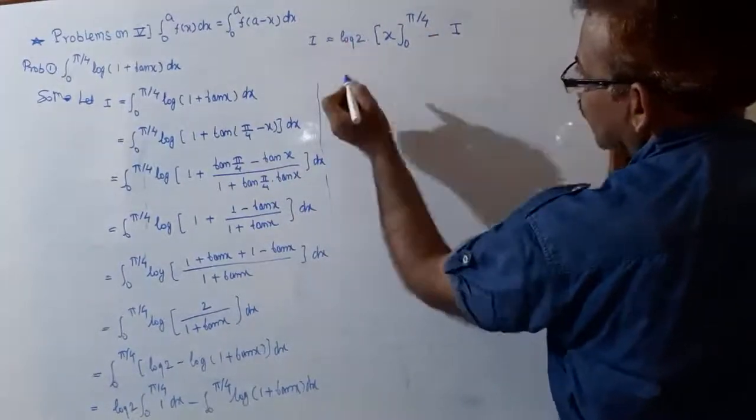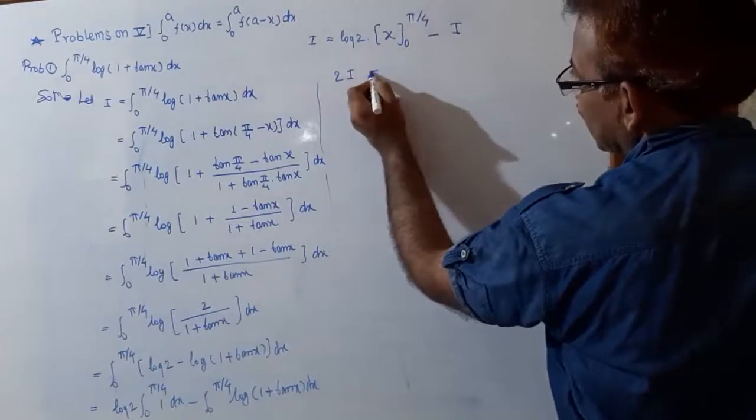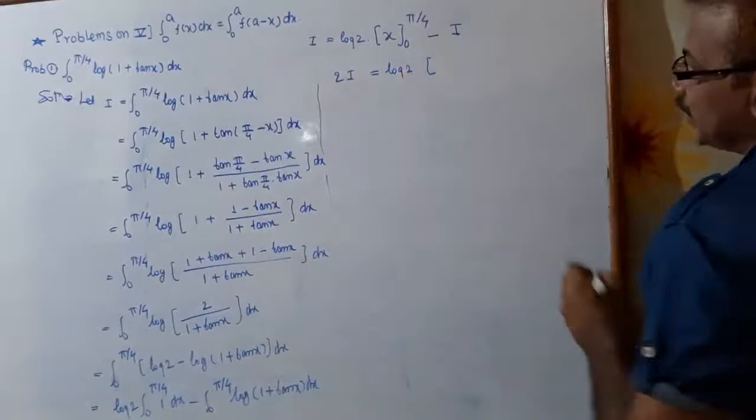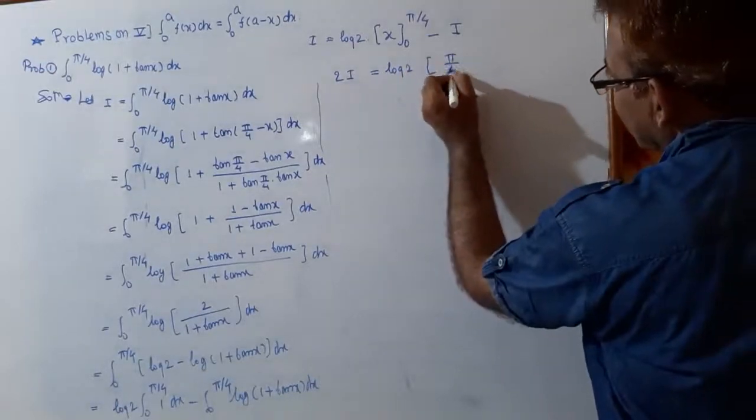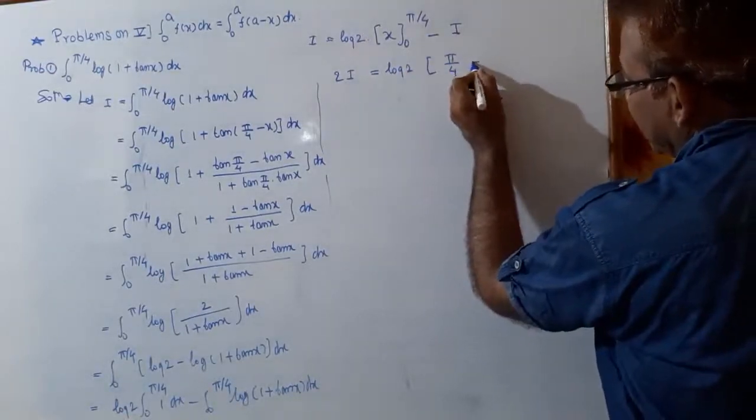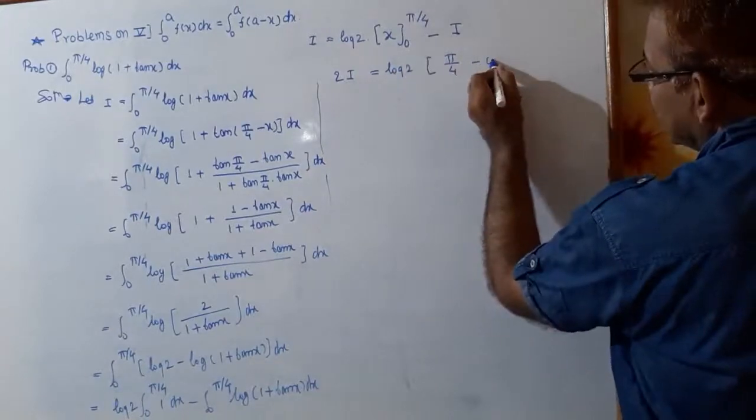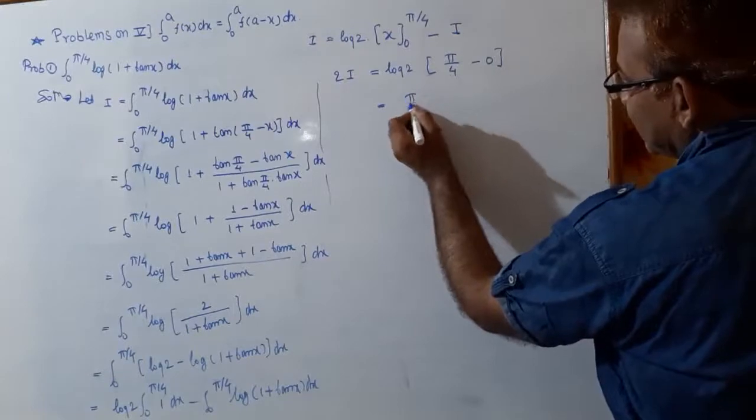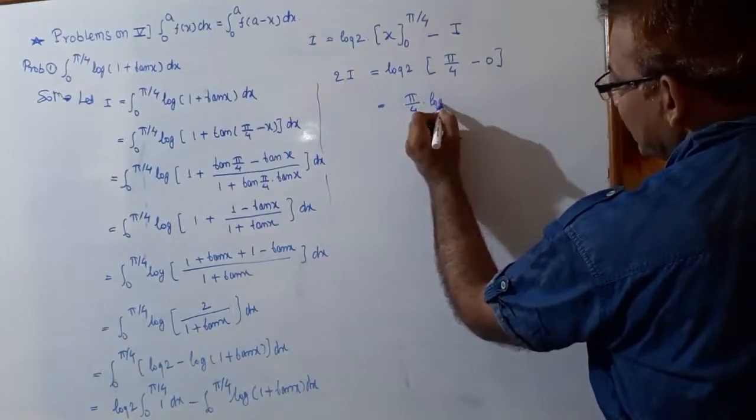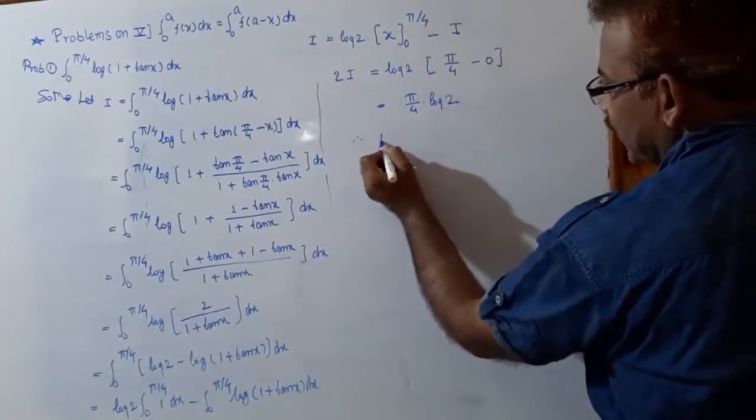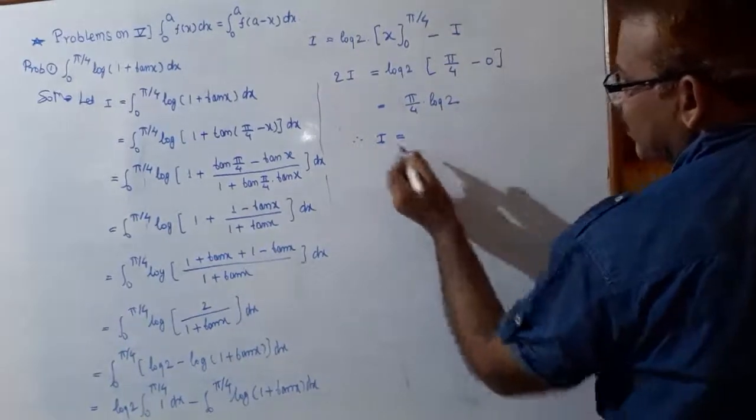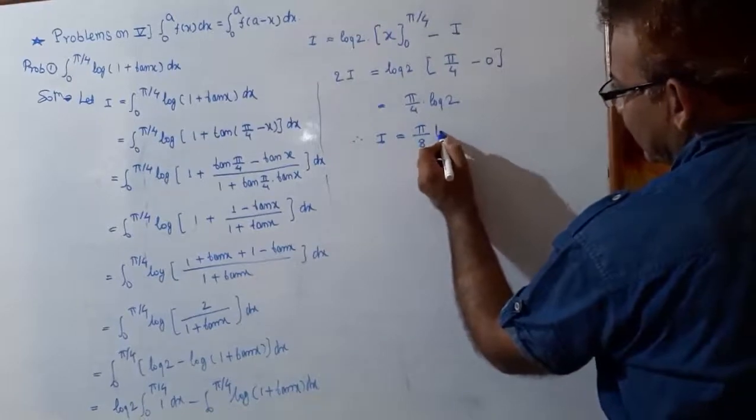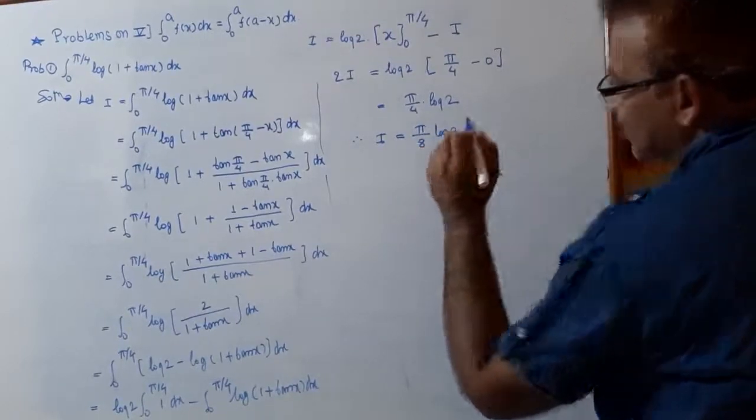So take minus I to the left side, so I plus I, we get here 2I is equal to log 2. Simplify this bracket: substitute upper limit x equal to pi by 4. By the definition of that bracket we take the minus sign, and here the lower limit is 0. So it is equal to log 2 into pi by 4, that is pi by 4 into log 2, and therefore we get the value for I, the given problem. Take this 2 to the right side, so 4 into 2 is 8, pi by 8 into log 2, and it is the solution.